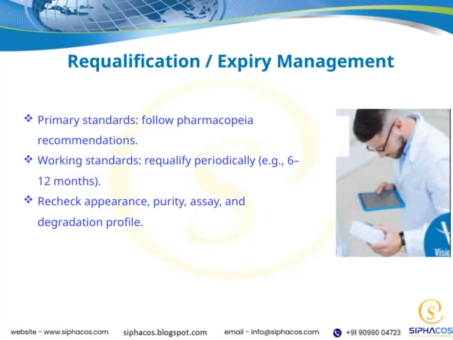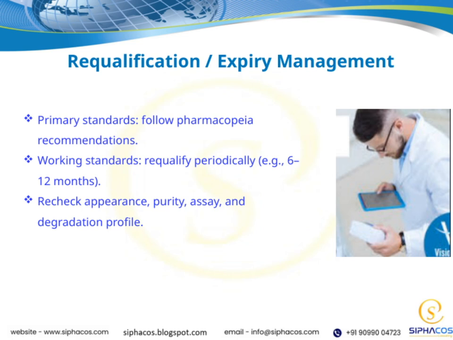Let's talk about requalification and expiry management. First, for primary standards, it's essential to always follow the recommendations set by Pharmacopoeia. These guidelines ensure that the standards meet the necessary quality and safety requirements. Next, for working standards, we need to requalify them periodically, typically every 6 to 12 months. This helps us confirm that they remain reliable and consistent over time.